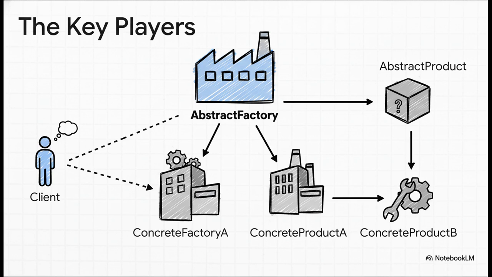Then you have the abstract product, which is the interface for a product, like a generic button. And the concrete product is the real thing, like a motif button. And finally, and this is the most important piece of the puzzle, the client. It only ever talks through the abstract interfaces. It has no idea what concrete classes it's actually using. It's completely in the dark, and that's a good thing.